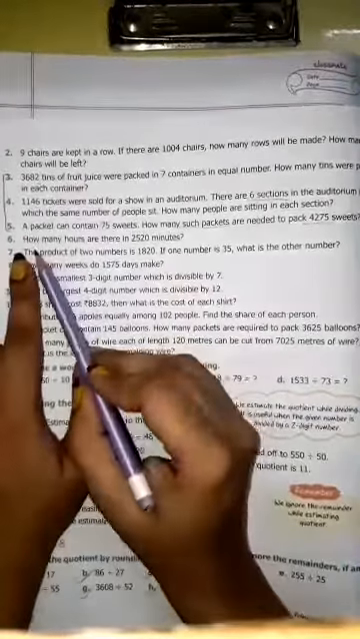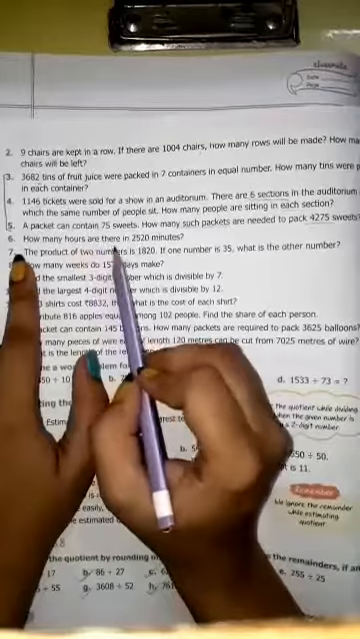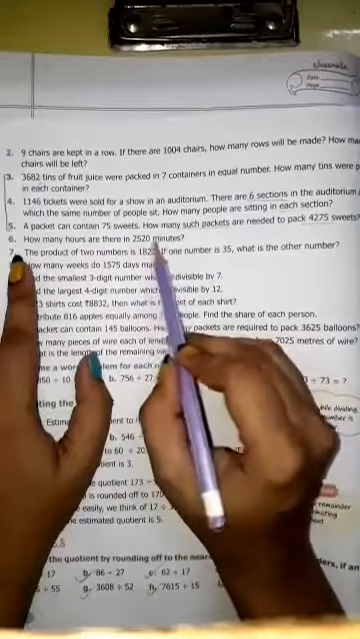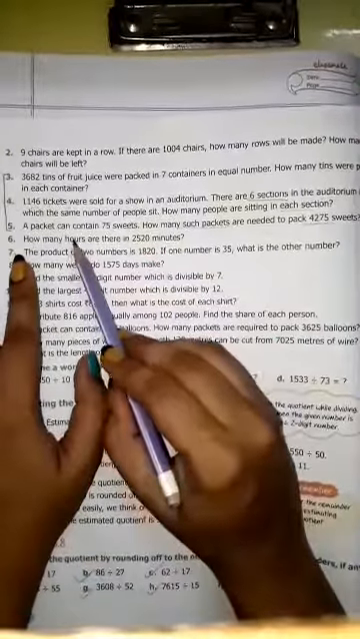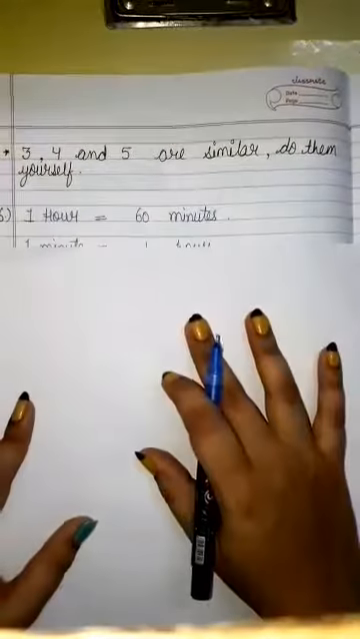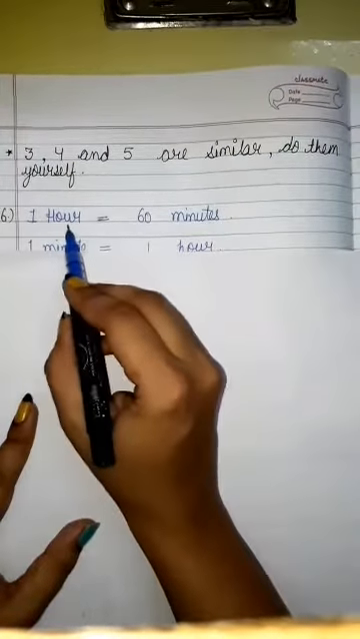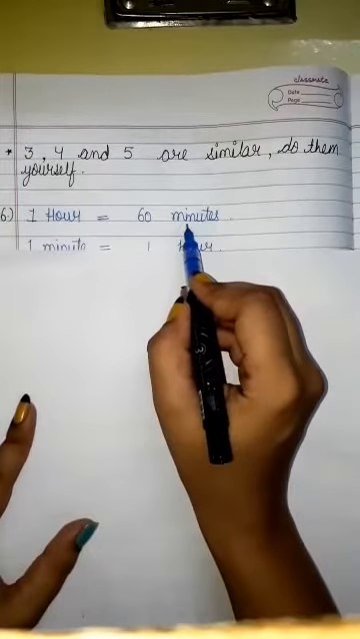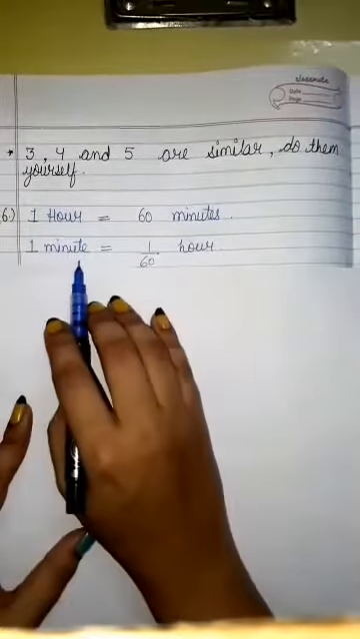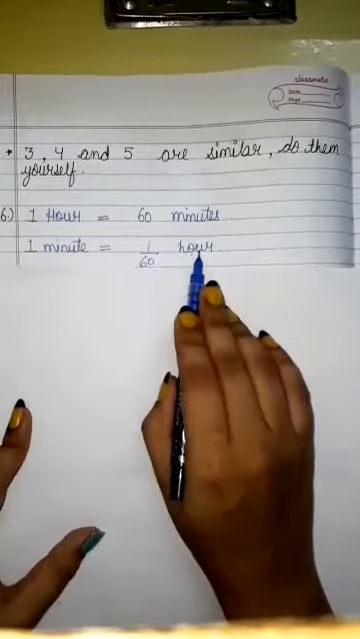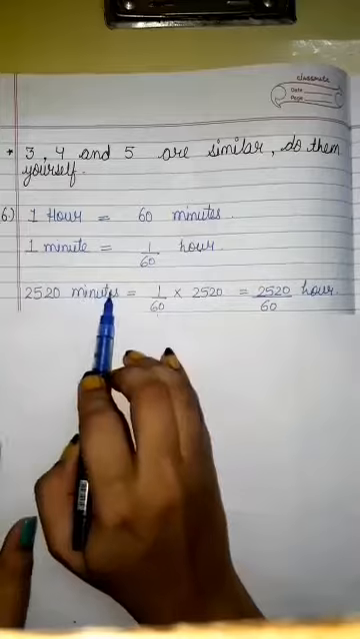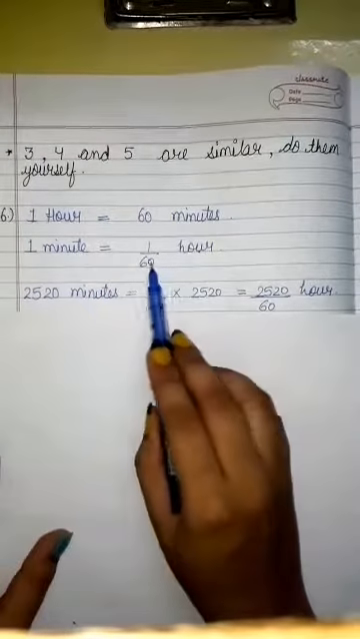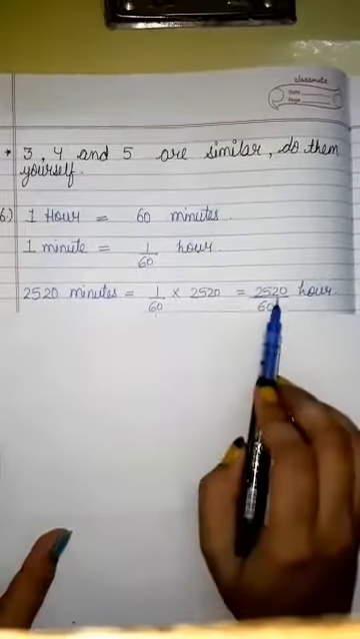Now see question number 6. How many hours are there in 2520 minutes? That means 2520 minutes, you have to find the number of hours. See the solution now. You know in 1 hour how many minutes are there? 60 minutes. So just convert it to 1 minute. How many hours is it? 1 upon 60 hour. Now to check 2520 minutes, how many hours does it have? So this will be multiplied by this. So ultimately you get this.